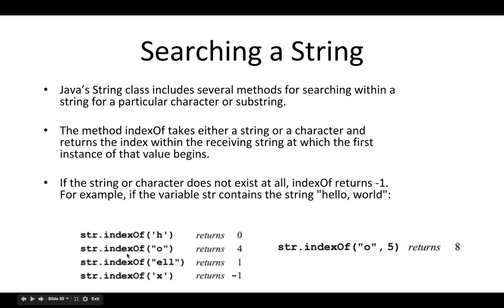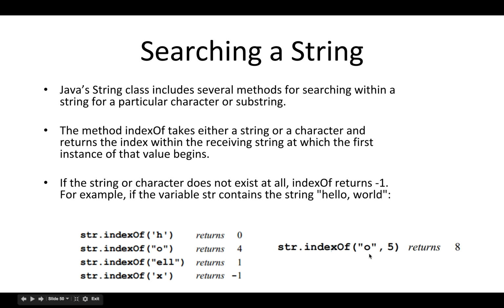Again, you can see that same concept demonstrated by the next line of code, str.indexOf("o"). O returns 4 because the first o in the string hello world occurs at index 4. So h is at index 0, e is at index 1, l is at index 2, l is again at index 3, and then o comes at index 4.